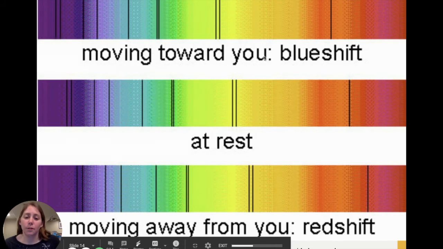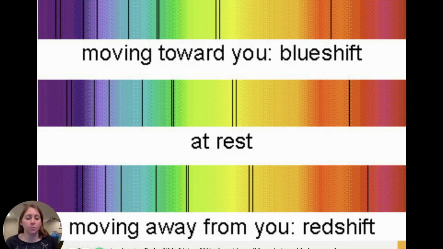Okay, so another really cool thing that we can learn is that we can tell if something, like I said, is moving towards you or away from you.